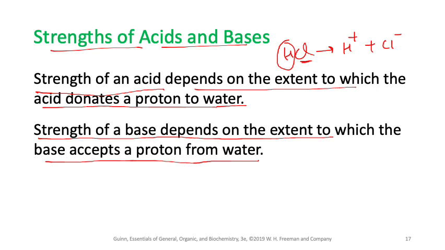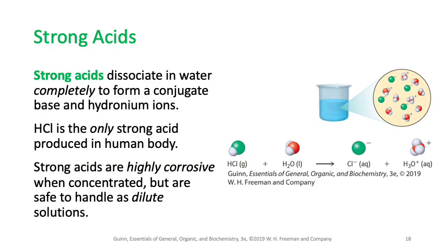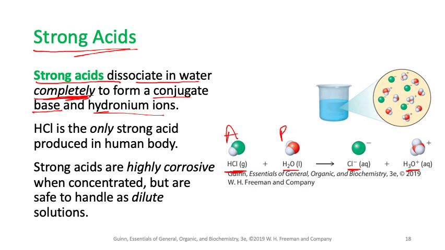So let's go to the next slide, and we're going to talk about the strong acids first, one of the categories depending on the strength. Strong acids are those acids that dissociate in water completely to form a conjugate base and hydronium ion. For example, take this example: HCl reacts with water. If you dissolve it, you're getting Cl negative and hydronium ion. This is your acid, this is your base. Cl negative is your conjugate base, and H3O plus is your conjugate acid.